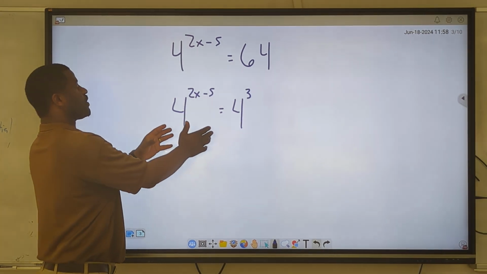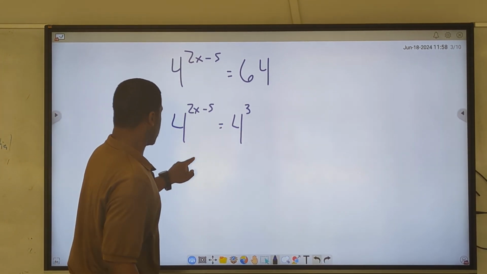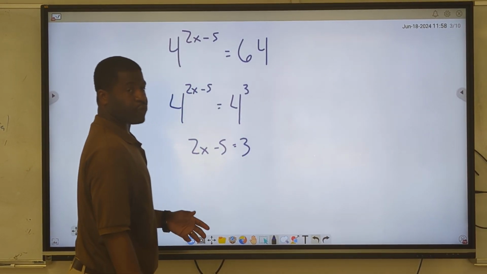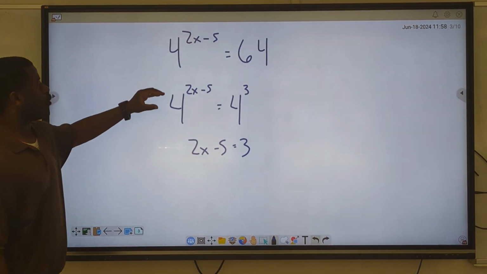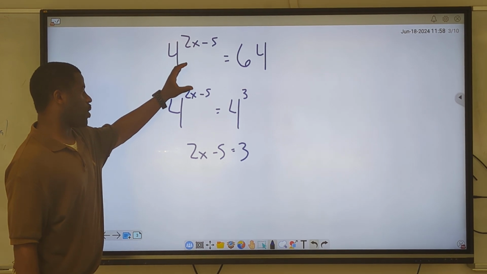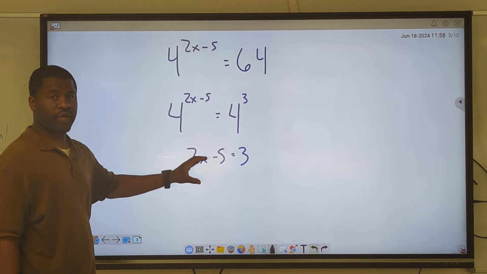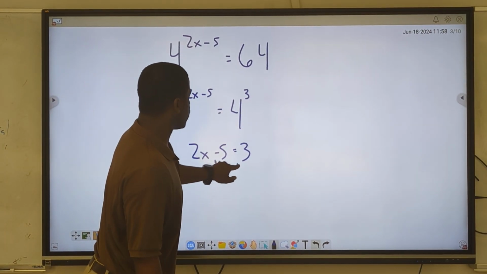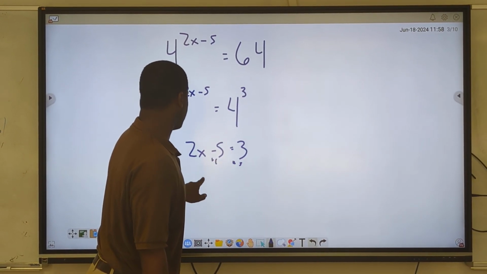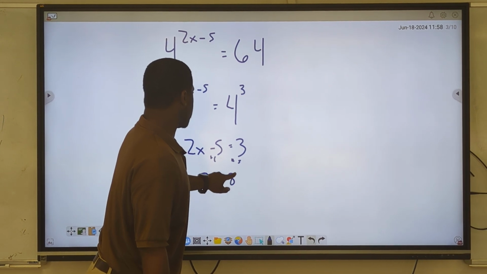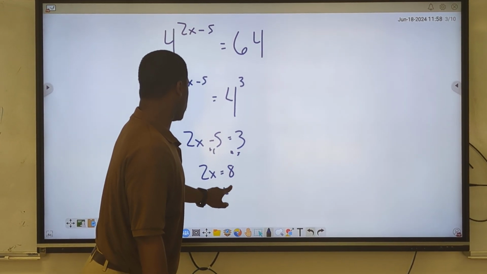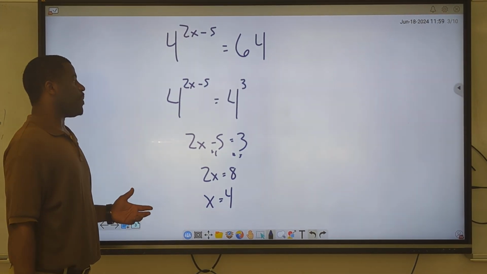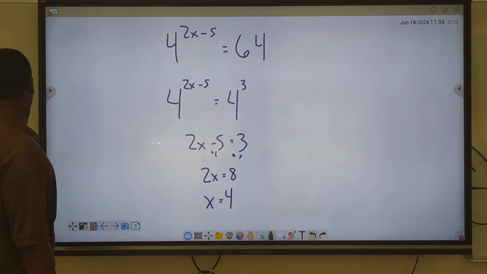Now, once we have the same base, we go to the next level, and we have 2x minus 5 is equal to 3. This is what we mean. We changed an exponential equation to a basic algebraic equation. And of course, we solve this: 2x minus 5 equals 3. We add 5 to both sides. 2x is equal to 8, and therefore x is equal to 4. That's how we solve a basic algebraic equation.